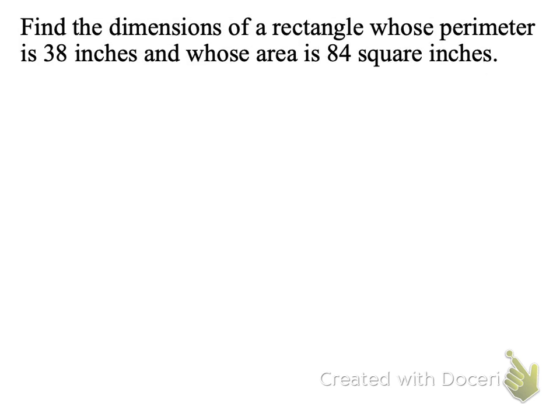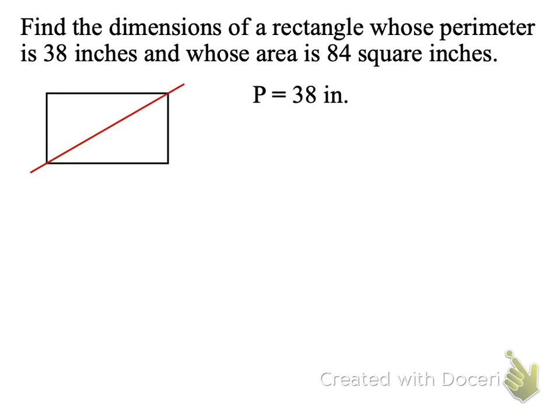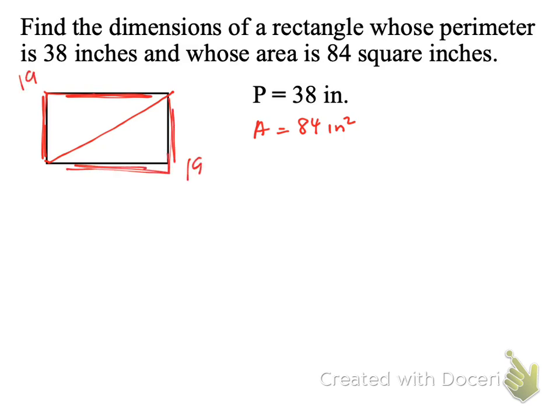Find the dimensions of a rectangle whose perimeter is 38 inches and whose area is 84 square inches. So we know the perimeter is 38 and we know the area is 84, right? If the perimeter is 38, is it safe to say that half of it equals 19? That from here to here, it's 19, and from here to here, it's 19.